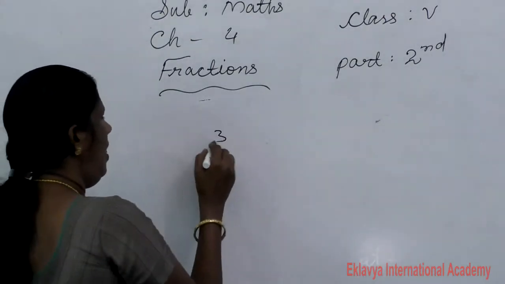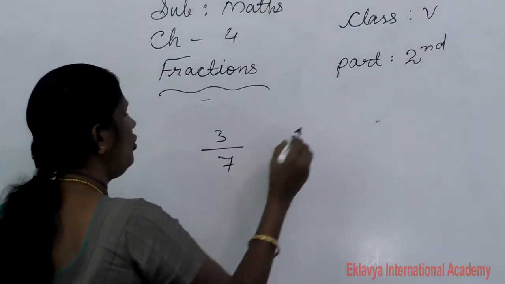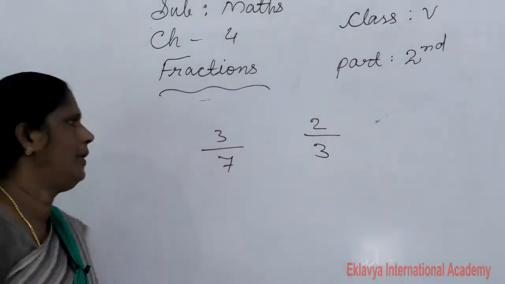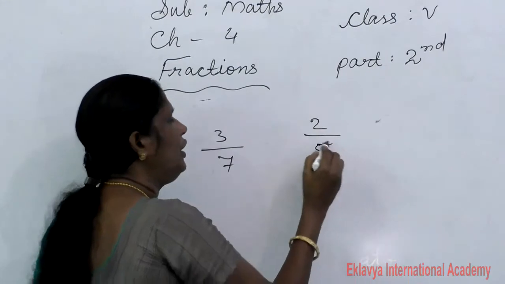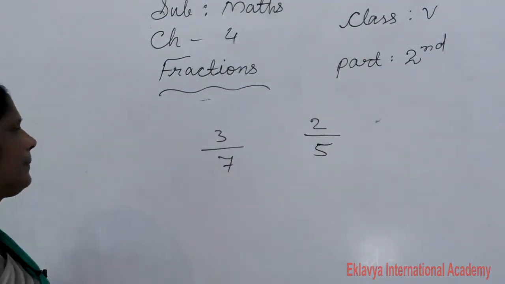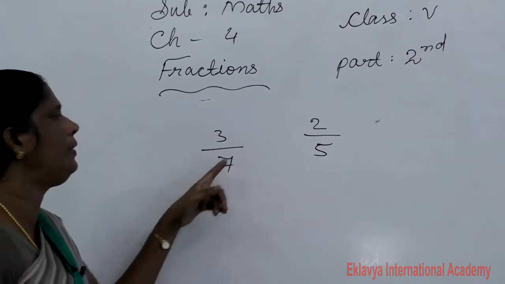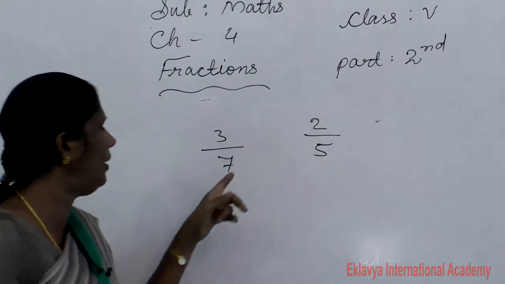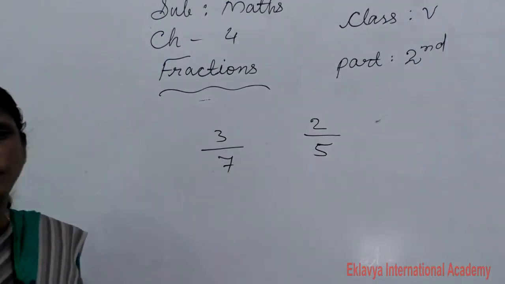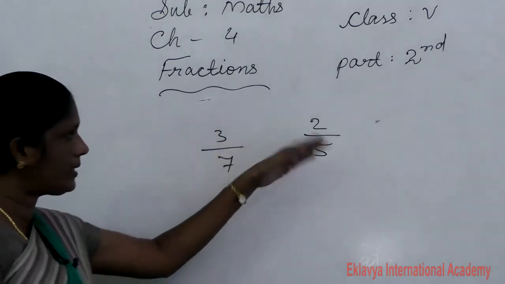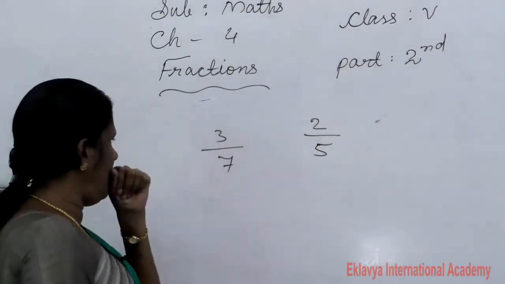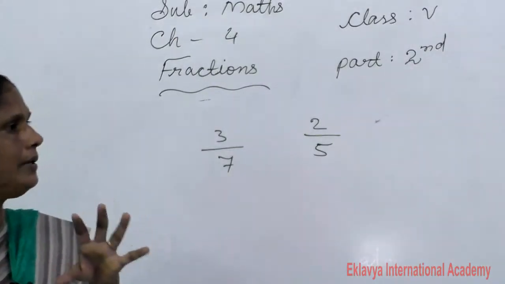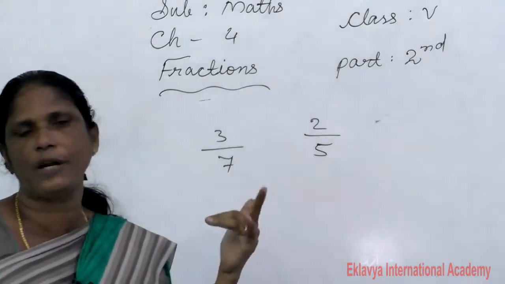When the numerator and denominators are different. Here 3 by 7, 2 by 5. Numerators are 3 and 2. Here 7 and 5. Numerators are different, and denominators are also different. How to compare this fraction?